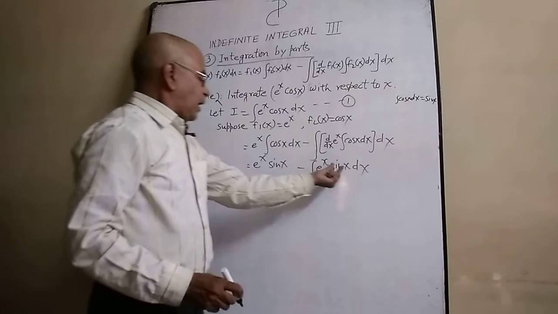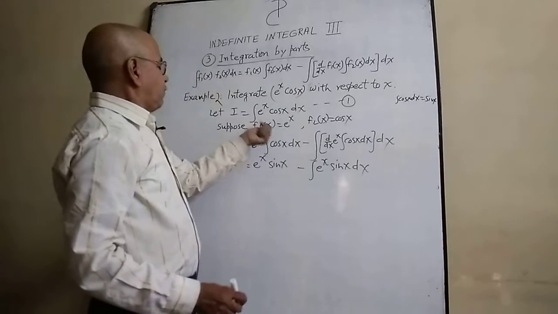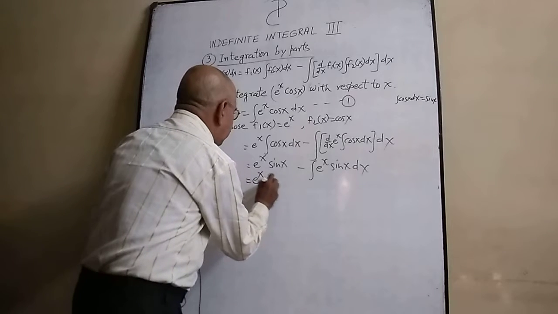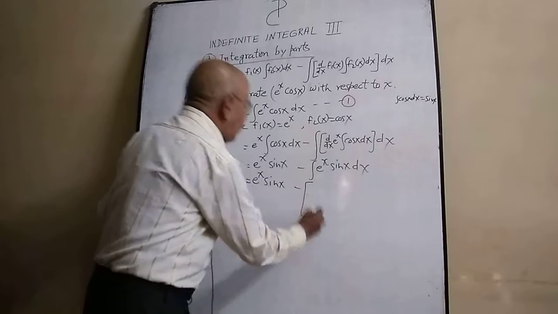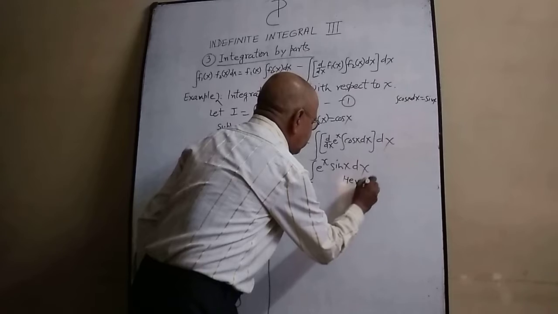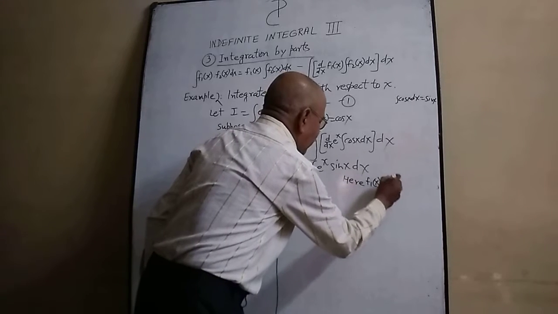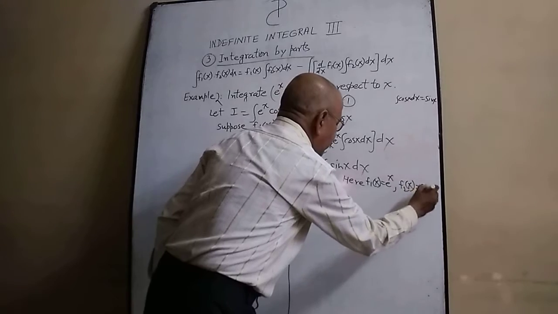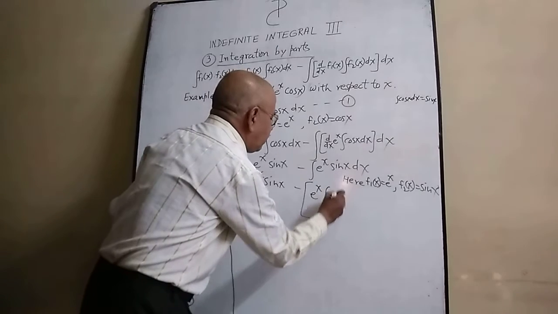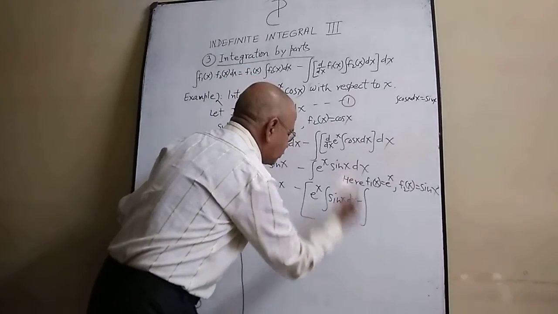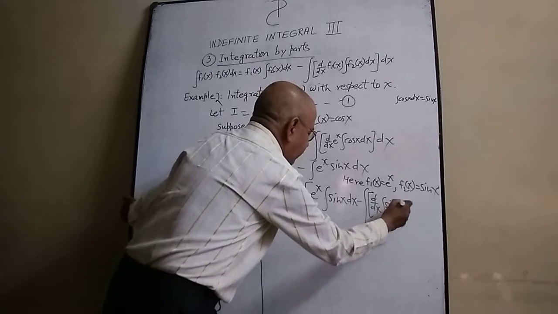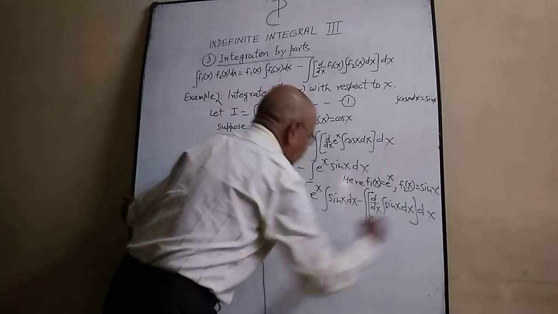Now again we have to apply the same form. Keep f1(x) equal to e to the power x, and here the thing is e to the power x sin of x minus, now I integrate this e to the power x sin x. Here I take f1(x) equal to e to the power x and f2(x) equal to sin of x. Now this is e to the power x times the integration of sin of x dx, minus the big integration sign of the differentiation of e to the power x times the integration of sin of x dx, and this is again dx.